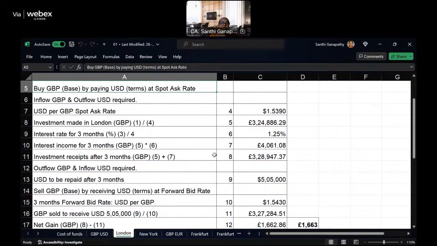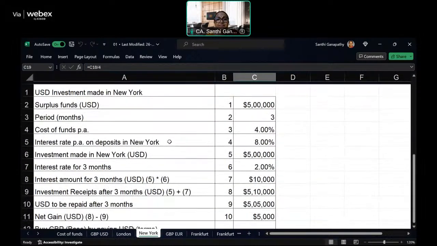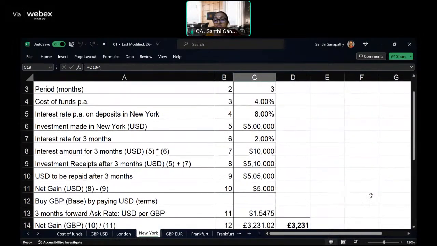What is the 3 months forward bid rate? Is this term? The New York is the easiest to do. There are 2 ways of doing it.